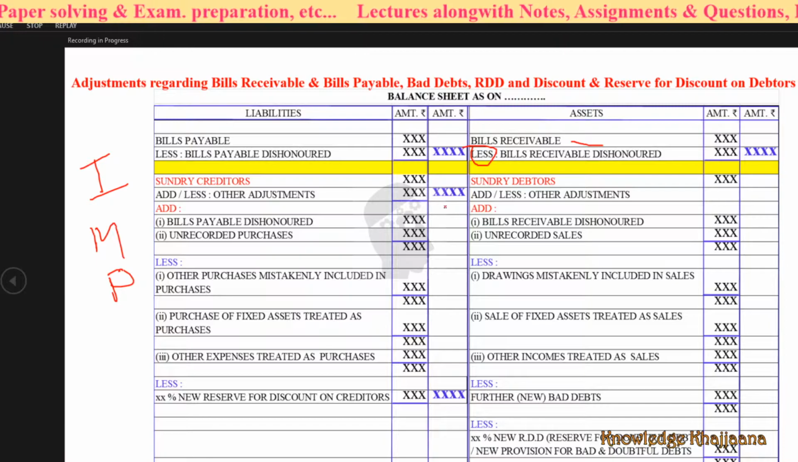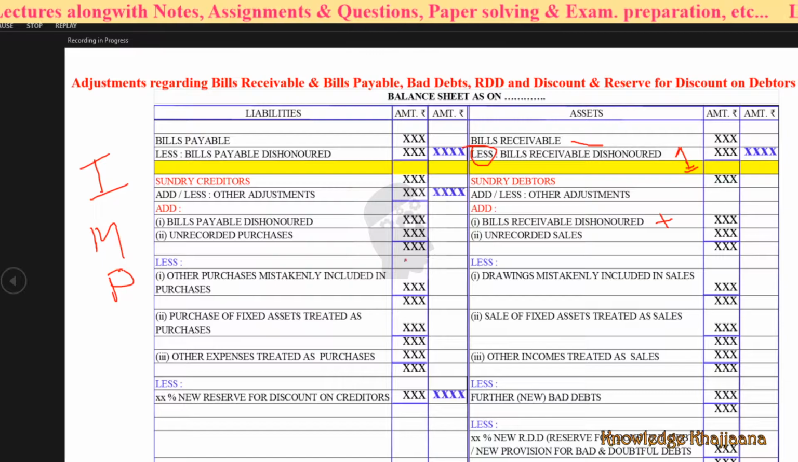Okay, then if this is given in the adjustment, then you have to make it two entries. See, this is the first entry of bills receivable dishonored, and this is its second entry, second recording. To the sundry debtors, you have to add bills receivable dishonored. You had deducted it from here, but you have to add it over here.